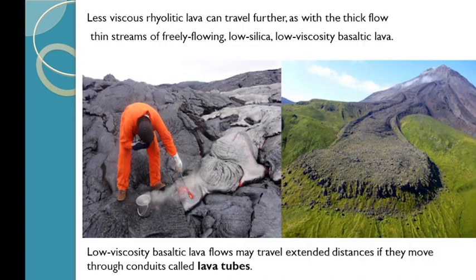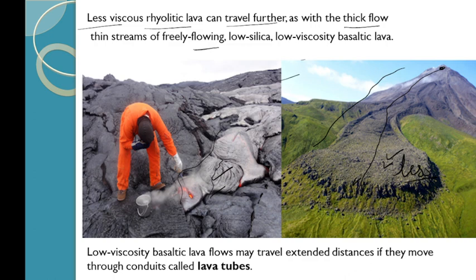Less viscous lava travels further. You see in these two flows, the lava is less viscous. If lava is highly viscous, it does not move over much area. Less viscous lava can travel further in a thick flow stream. Freely flowing lava means low viscosity, which means low silica. Low silica forms basaltic lava. Low viscosity basaltic lava flows may travel extended distances.